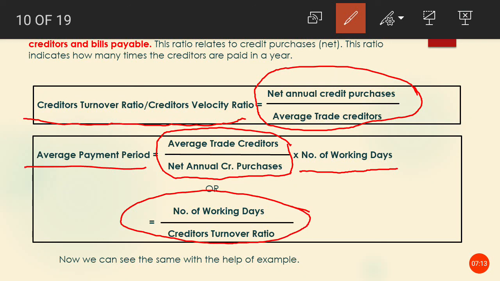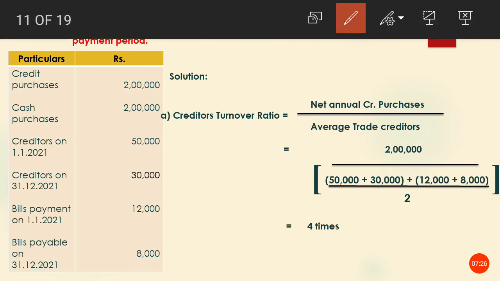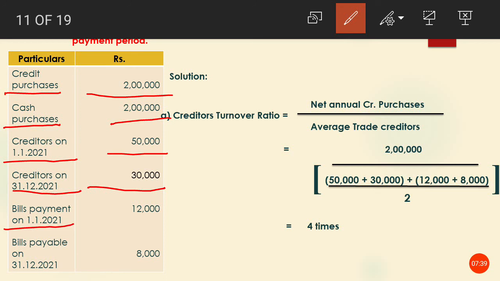Now we can see the same with the help of an example. Problem: from the following information, calculate creditors turnover ratio and average payment period. Particulars: credit purchase 2 lakh, cash purchase 2 lakh, creditors on 1/1/2021 50,000, creditors on 31st December 2021 30,000, bills payable on 1/1/2021 12,000, bills payable on 31st December 2021 8,000.